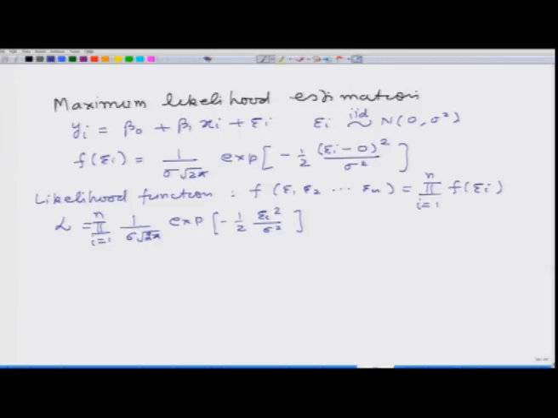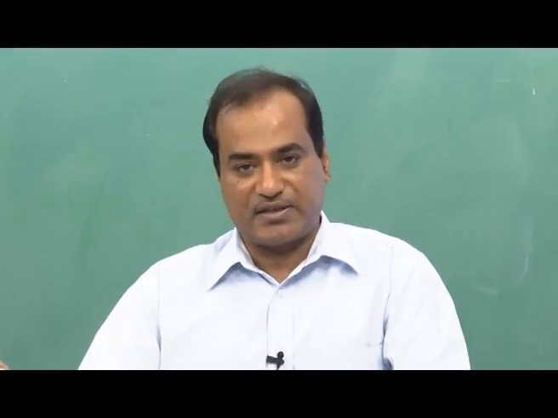Right. So this becomes nothing but 1 over sigma square root of 2 pi raised to the power n, and exponential of minus 1 over 2 summation i goes from 1 to n epsilon i square upon sigma square. Right. The objective in the method of maximum likelihood estimation is to obtain the values of the parameters in such a way that this likelihood function is maximized.